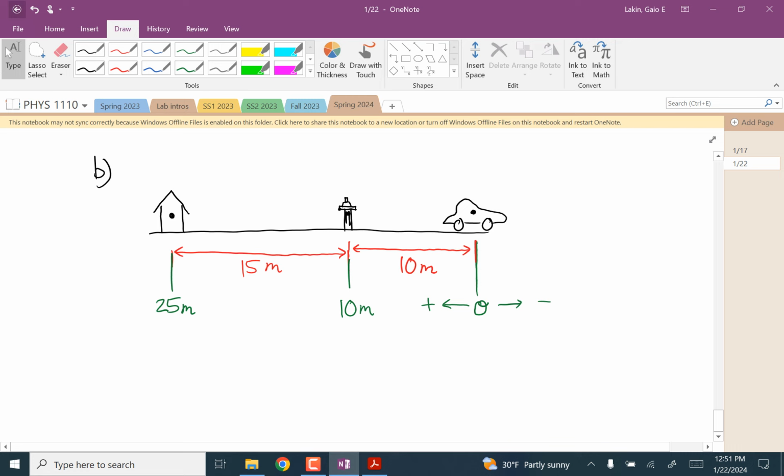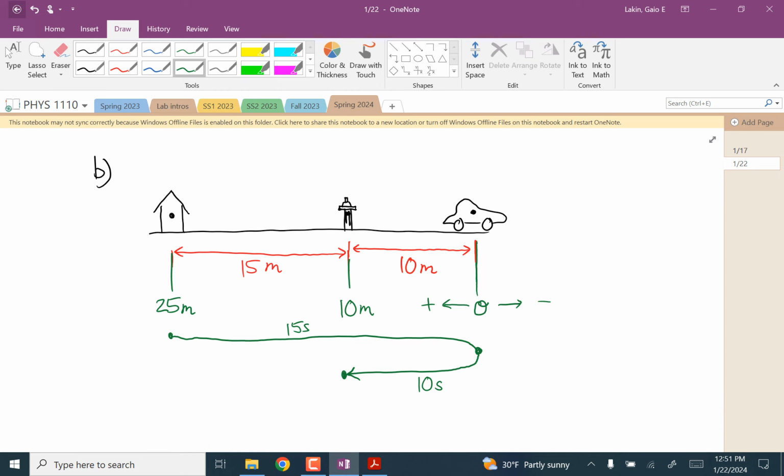Now the motion of the person is no different than it was before. The person still starts at the shed, goes to the car, and then goes back to the hydrant. And it's still 15 seconds from the shed to the car, and it's still 10 seconds from the car to the hydrant.